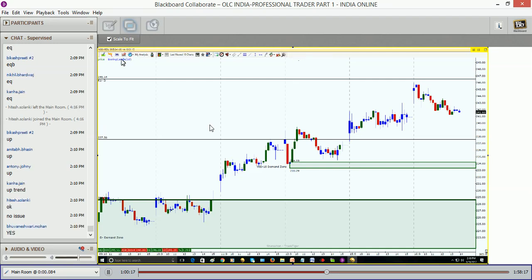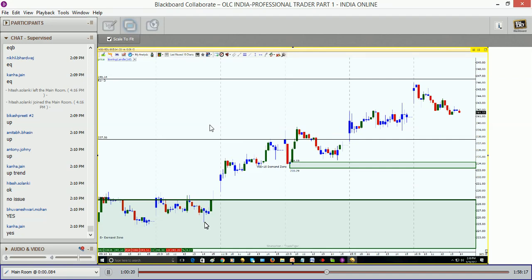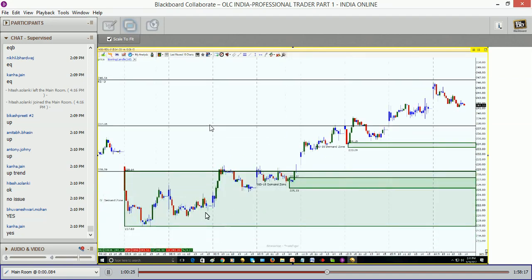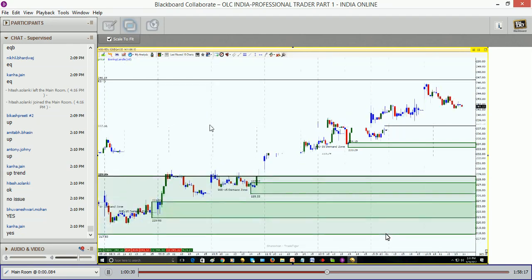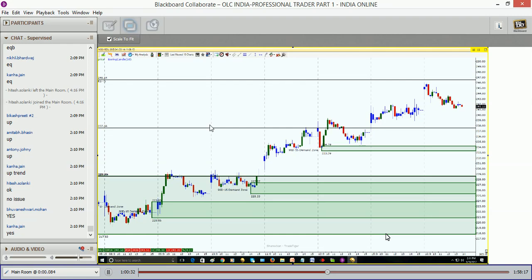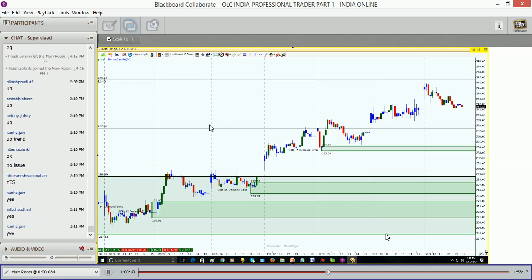Yes, perfect. Can I mark this level as my second level? And can I mark this level as my level number 3? Would you all agree with me on the 3 demand zones that I have marked? What we are going to do is, when we learn the concept of odds enhancers tomorrow, we are going to apply a set of rules and a scoring system to each and every one of these levels.